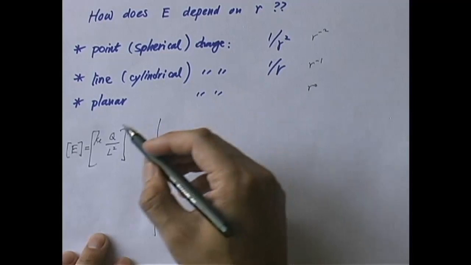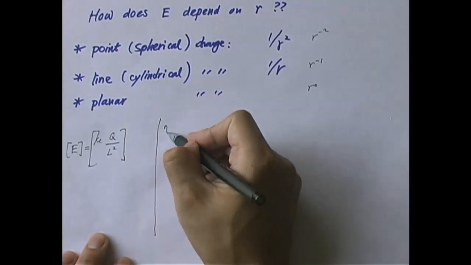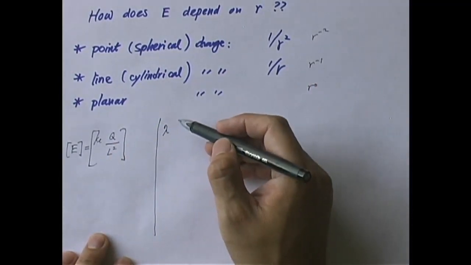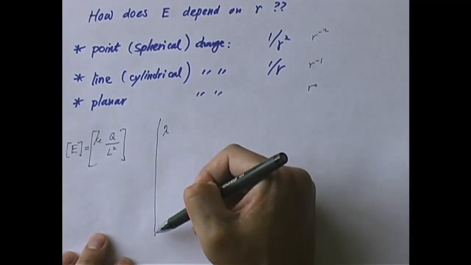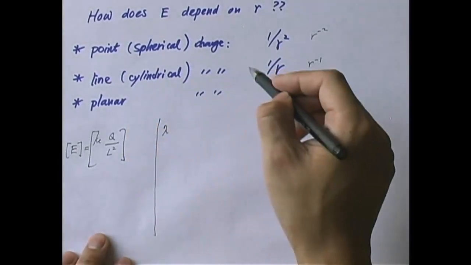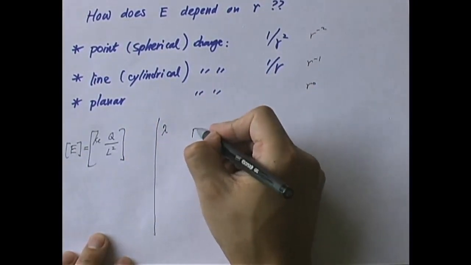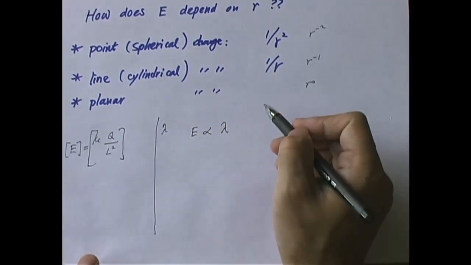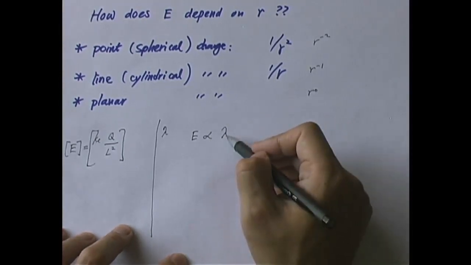Lambda has a unit of charge over length, right? As a matter of fact, if you double lambda, everything else being the same, that's the same as doubling the charge everywhere. Shouldn't E be doubled then? So in other words, for a cylindrical charge distribution, E should be proportional to lambda, because when you double lambda, you obviously double the electric field because you double the amount of charge everywhere. E is proportional to lambda.